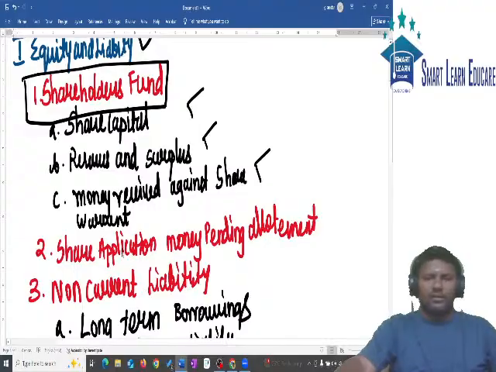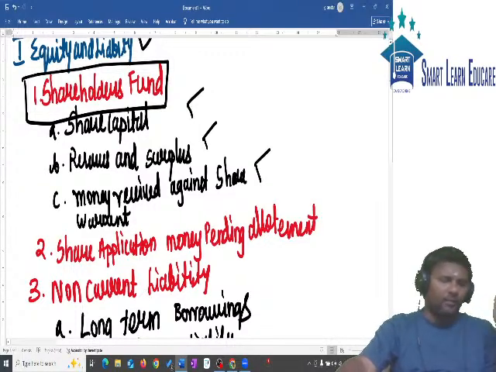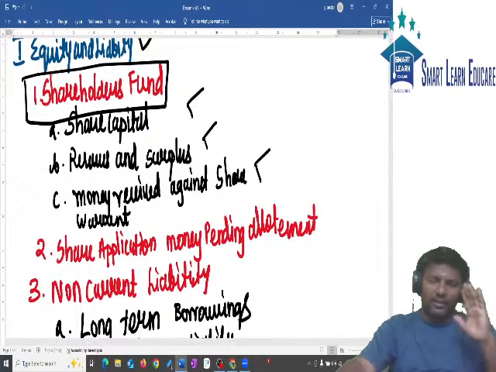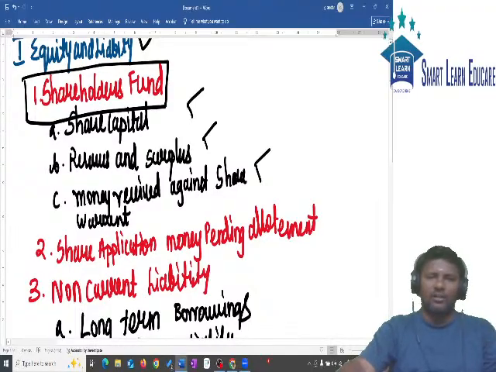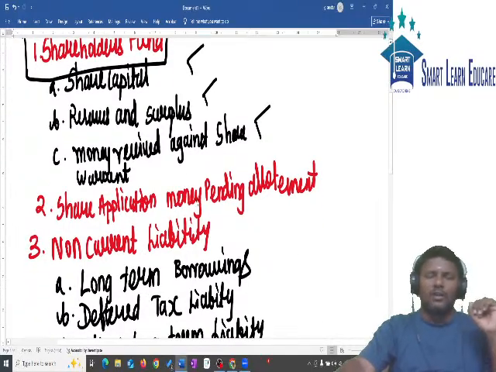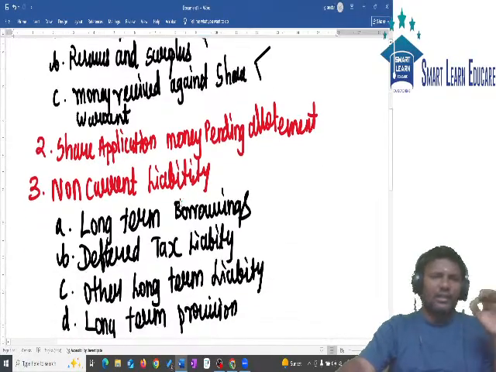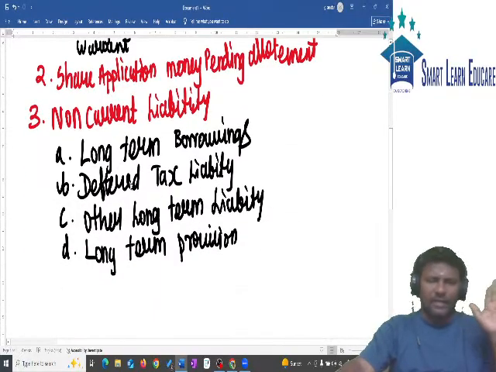Next, share application money pending allotment. When we learned company accounts, I told you that 90% of the issue has to be subscribed. If 90% is not subscribed, whatever money we collected should be refunded. Till the moment you transfer the share application to share capital, we will have this amount in share application money pending allotment.